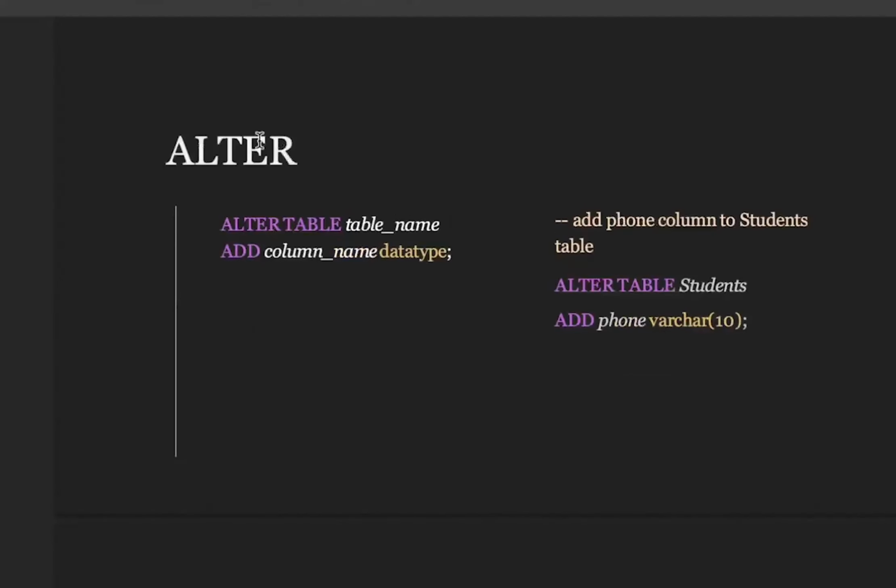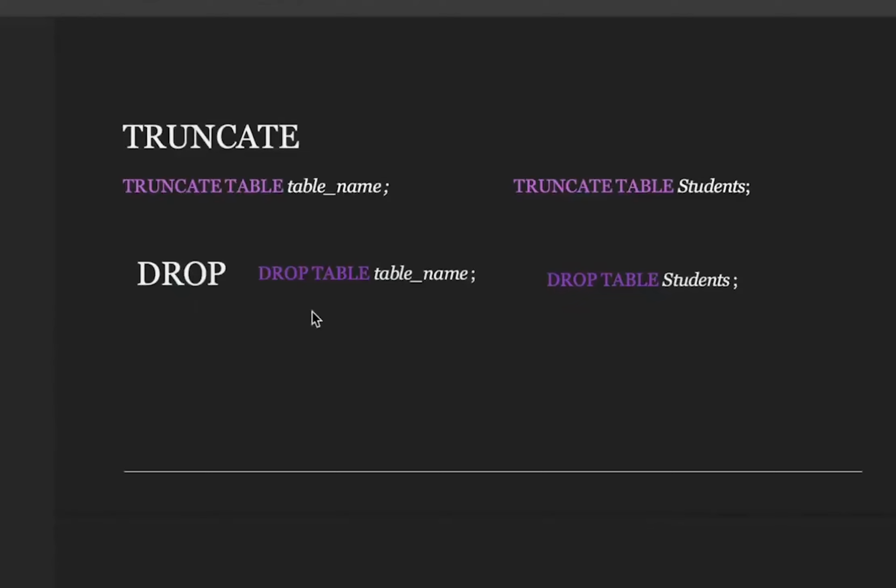Alter is used when maybe you want to change one or two things, or add to the table. ALTER TABLE table name. Maybe you want to add a phone column to the student table, so you use alter table to add the column. That's the work of alter. And truncate: maybe you want to remove something, so you truncate the table students. And drop, you want to delete the table.